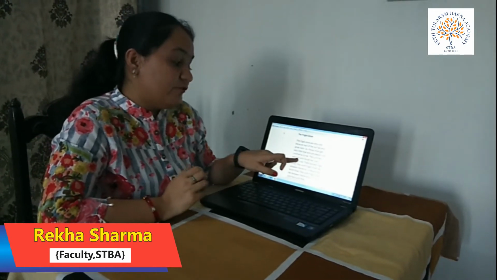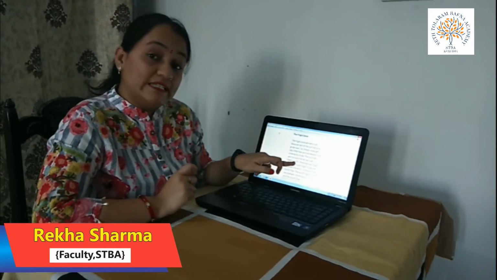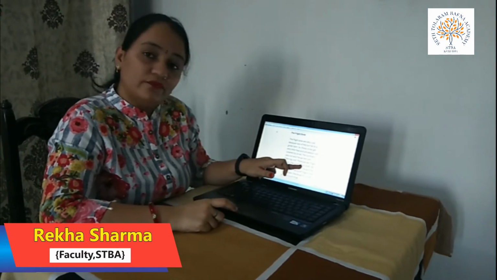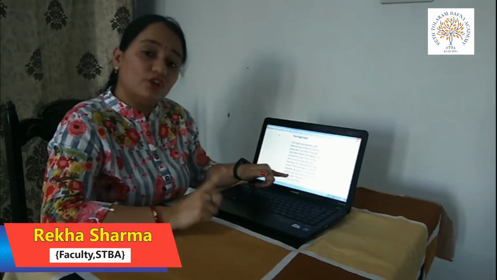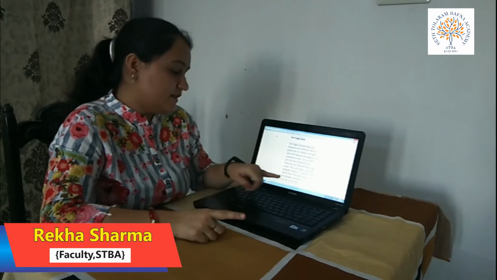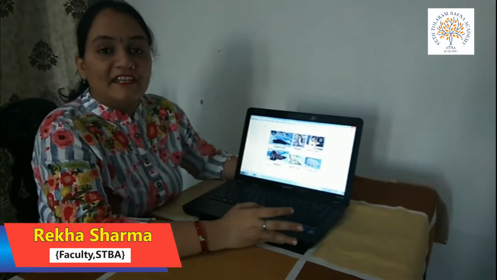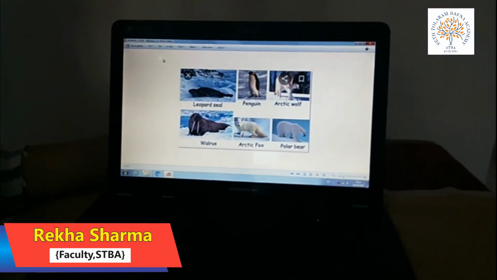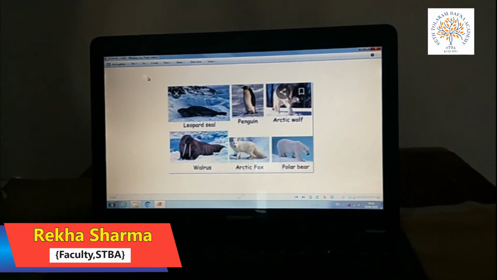The summers are very cool and the winters are freezing cold. There are two frigid zones we talked about. The north frigid zone lies between the Arctic Circle and the North Pole, and the south frigid zone lies between the Antarctic Circle and the South Pole. Now you can see in this picture the animals of the polar region or the frigid zone. There are leopard seal, penguin, Arctic wolf, walruses, Arctic fox and polar bear.